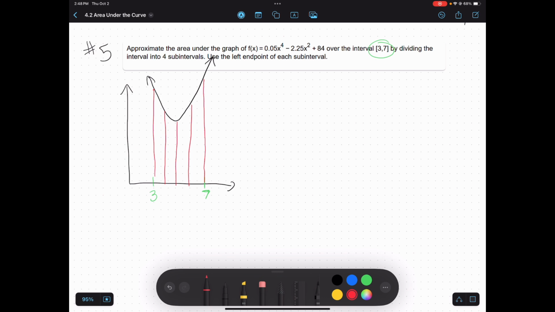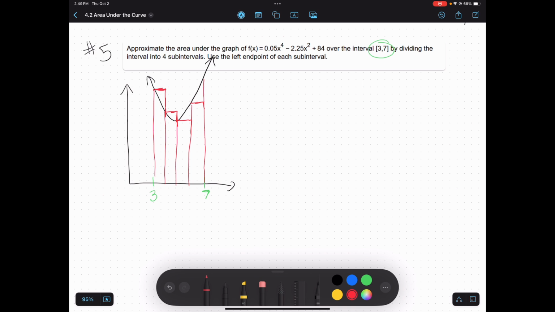So what type of Riemann sum is this? This is a left-hand Riemann sum. So this is effectively, visually, what I'm doing. I'm going to calculate the areas of those 4 rectangles in order to approximate this area. But how do I do that?